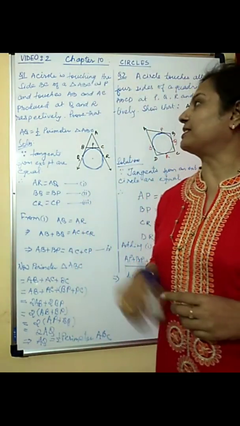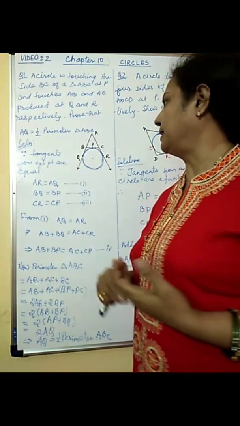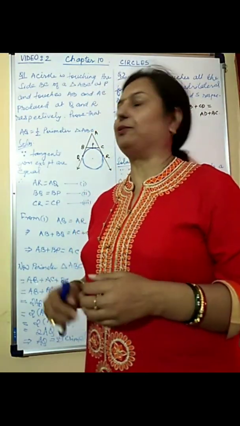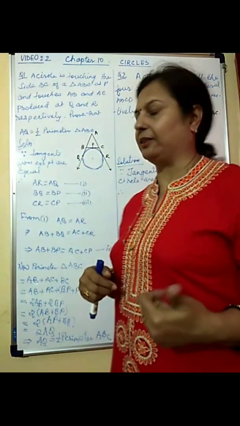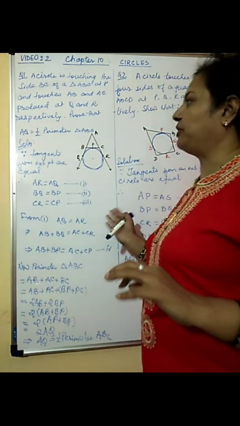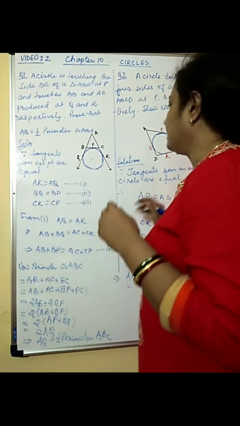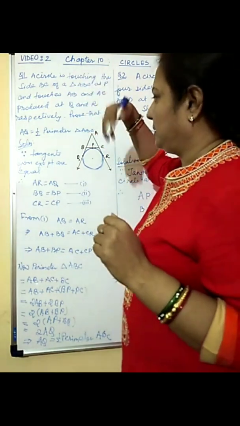Alright, so let us now discuss the questions based on the second theorem which we did. That is, the lengths of the tangents drawn from an exterior point to a circle are equal. So that is the theorem that we derived, and based on that theorem, these are the two very important questions very frequently asked in the examination, and that is the reason I have chosen these questions for you to do. So the first question, let me quickly read.